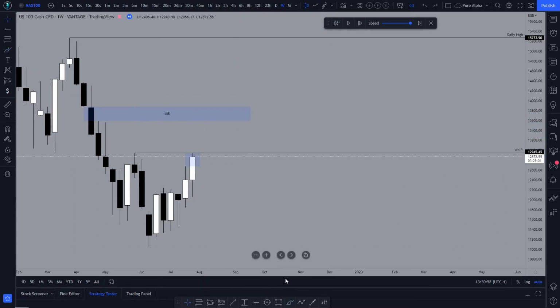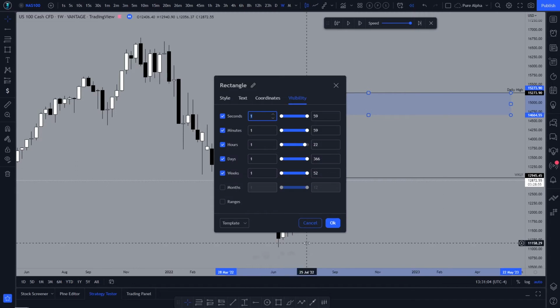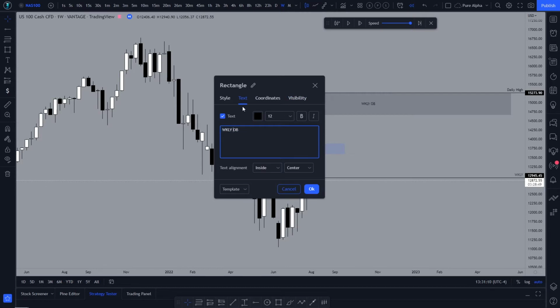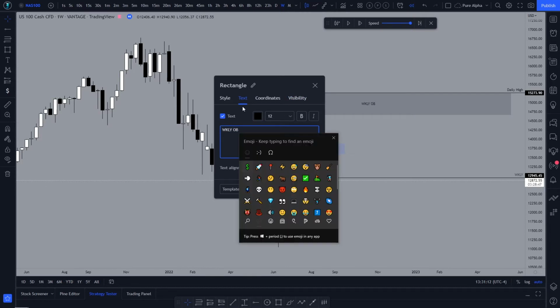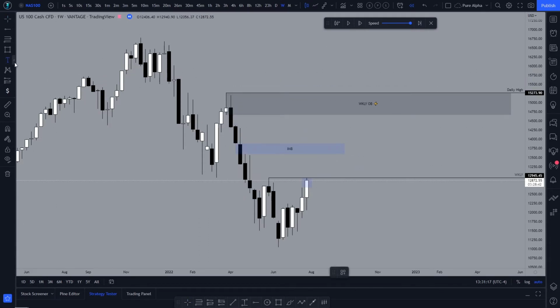But realistically, if we're expecting really high prices, then we'd be looking for this OB all the way up here. A very, very nice level to have for the future.